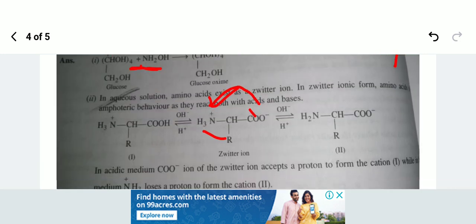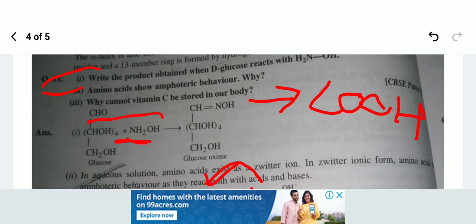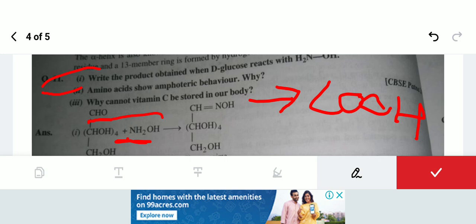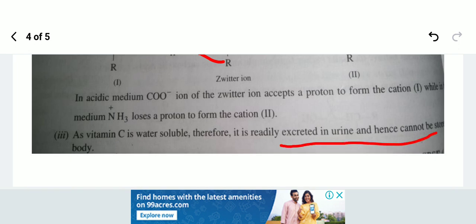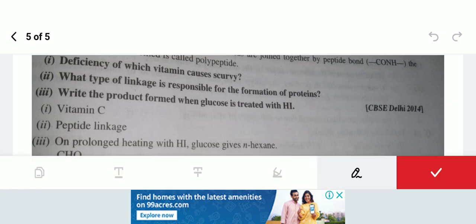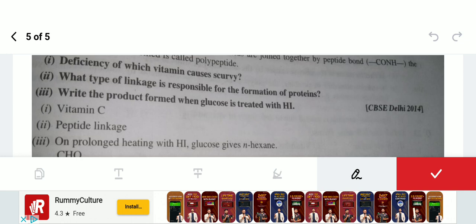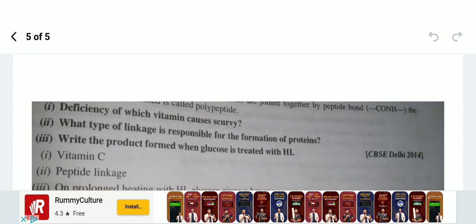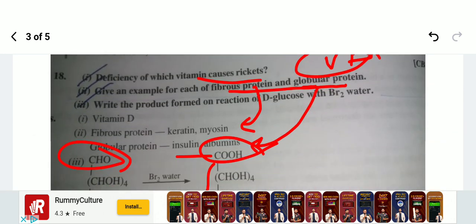Next is one more question: why cannot vitamin C be stored in our body? Vitamin C is water soluble, so it gets excreted in the form of urine and sweat, which I have also mentioned here. Next, the deficiency of vitamin which causes scurvy is vitamin C. Coagulation of blood is vitamin K. And we also learned something about vitamin D, which is rickets.